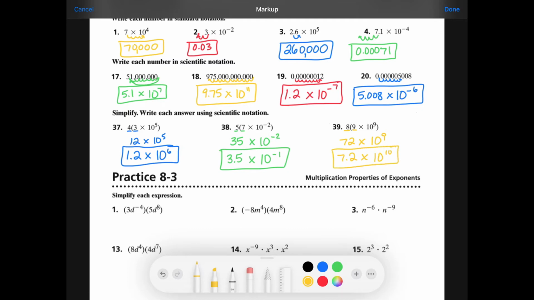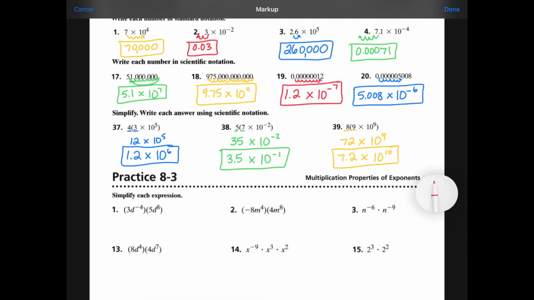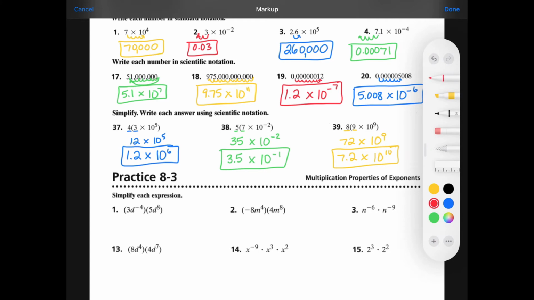Aw, yeah. This is where it gets exciting. Multiply what you can, and then when you have the same base, you add the exponents. So we could do 3 times 5, 15. For the d, negative 4 plus 8 would be 4. Make any adjustments you need to.